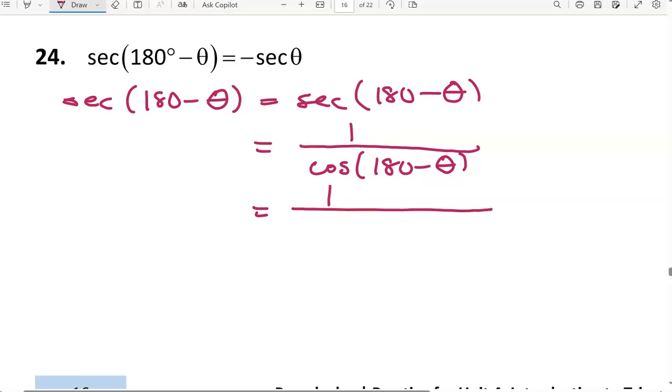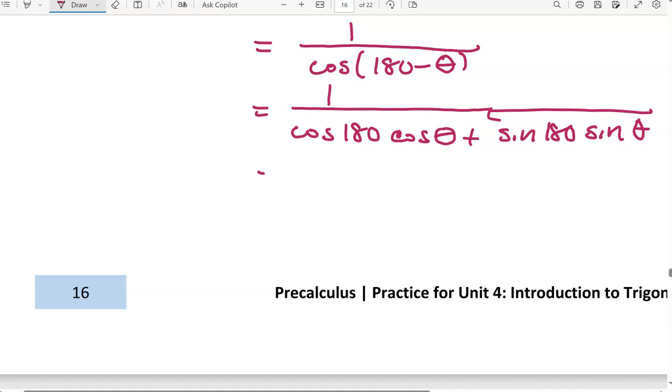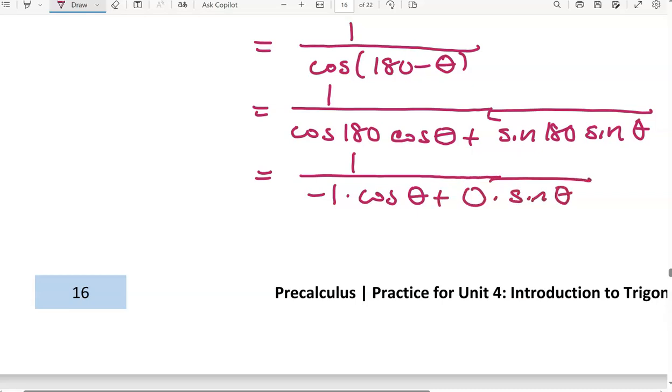And the cosine of 180 minus theta is the cosine of 180 times the cosine of theta plus the sine of 180 times the sine of theta. That's using the angle difference identity for cosine. And the cosine of 180 degrees is -1. And the sine of 180 degrees is 0. And so we wind up with -1 over the cosine of theta, because 0 times sine of theta is 0.